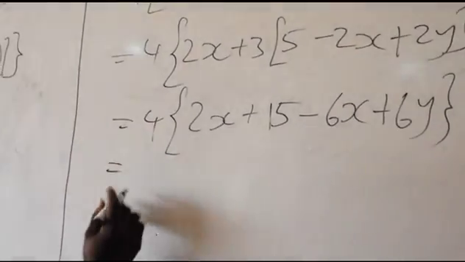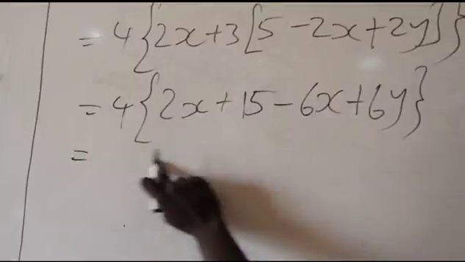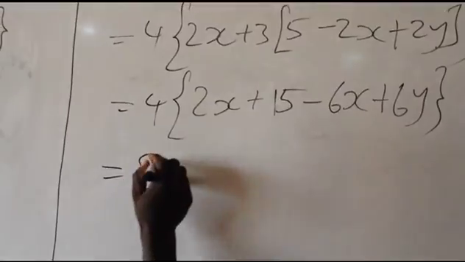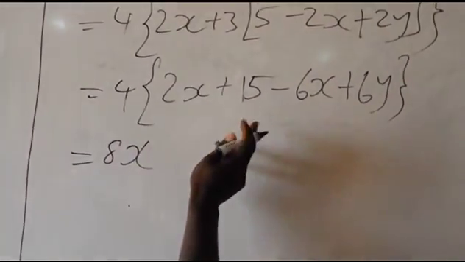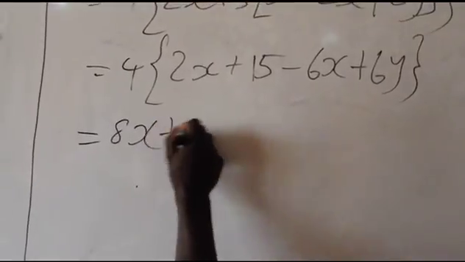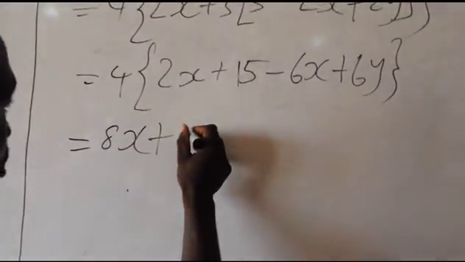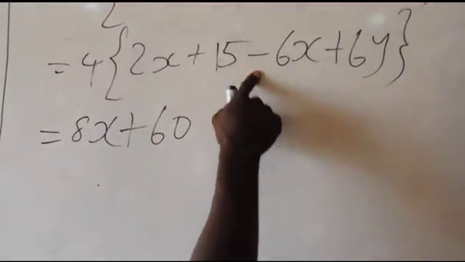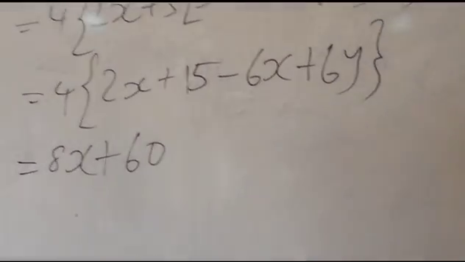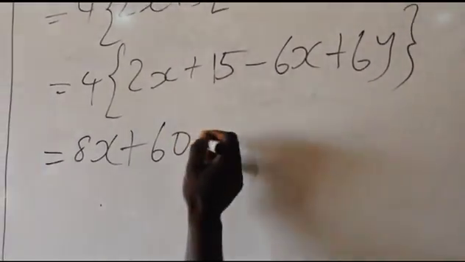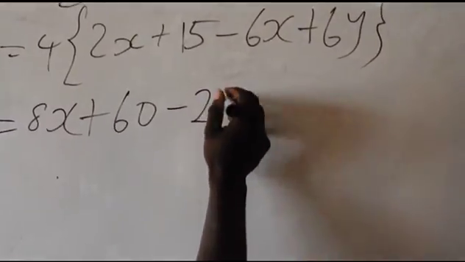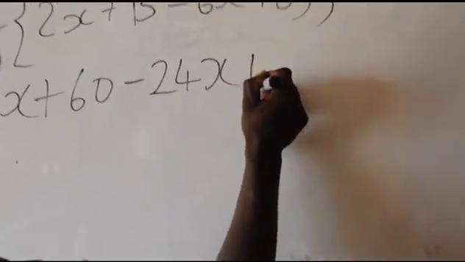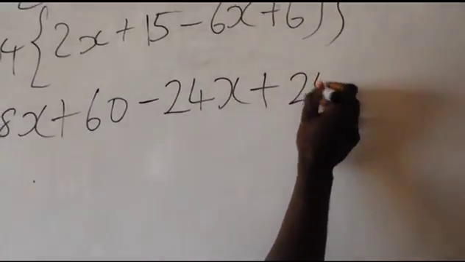So the next thing now, let's multiply 4 through all this. So 4 times 2x gives us 8x. Then 4 times 15 will give us 60. Then 4 times minus 6x, that will be minus 24x. Then 4 times 6y will give us 24y.